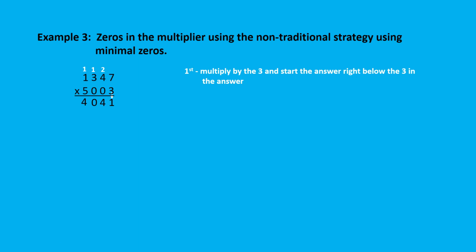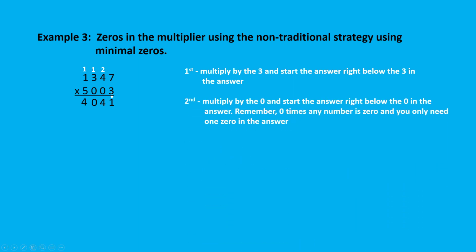Next, we're going to multiply by the next 0. So multiply by 0. This time start right below the 0. And remember, 0 times anything is 0. You only need one 0. We do not need a row of zeros like is customary. So we only need the one 0.